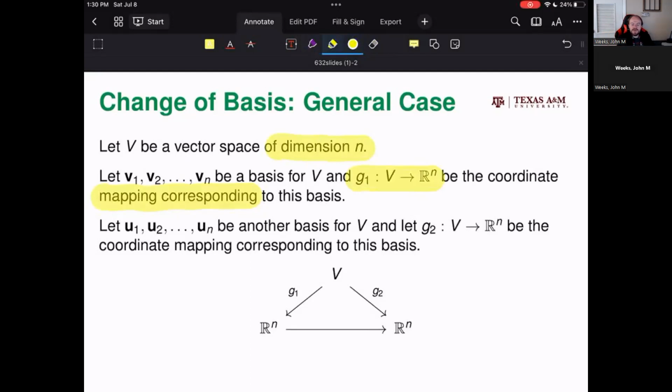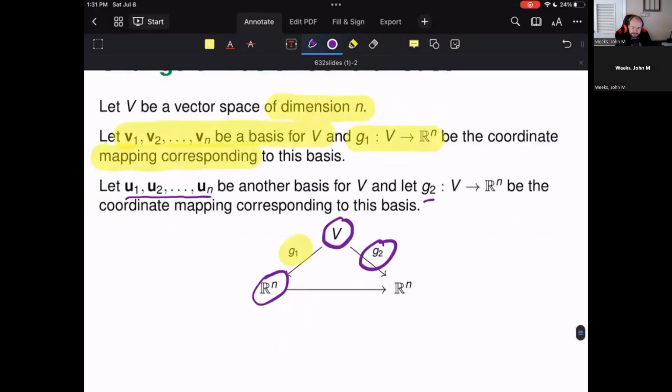So let V1 through Vn be one basis for V, and then let's take the coordinate mapping. Let's call that one G1. You can see here that this is a map that takes us from V to Rn. And then let U1 through Un be another basis for V, some other generic arbitrary basis. It doesn't even have to be the standard basis at this point. And let G2 be the coordinate mapping from the vector space into Rn.